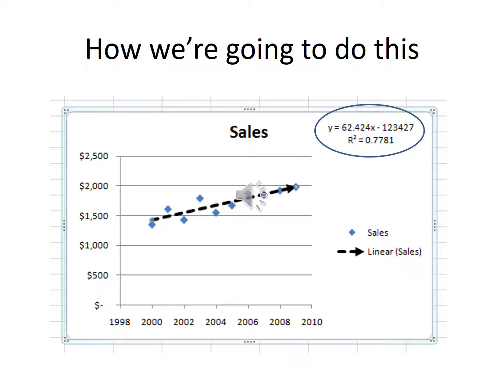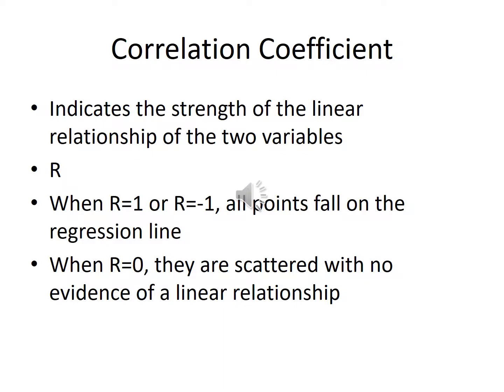Now, what I want to point out is that y equation, that is a linear regression line. And we'll talk about what the r squared means here in a second. Okay, that r will indicate the strength of our relationship between the two variables. That's called a correlation coefficient.